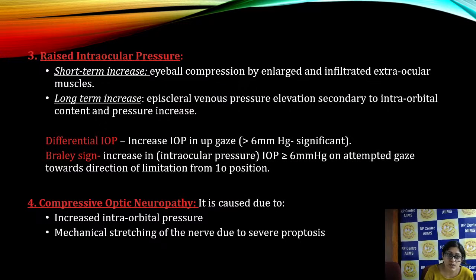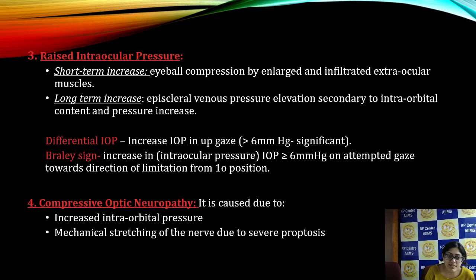There is also a raised intraocular pressure in these patients. In the short term, it is seen because the eyeball is compressed by the enlarged and infiltrated extraocular muscles. In the long term, there is an increase in the episcleral venous pressure, leading to a secondary increase in intraorbital content and pressure. Differential IOP is a sign in which there is an increase in IOP in upgaze. When it is more than 6 millimeters, it becomes significant. Braley's sign is an increase in IOP on attempted gaze towards the direction of limitation.